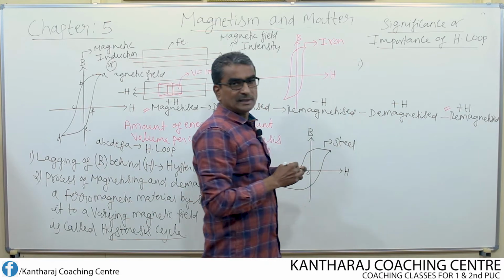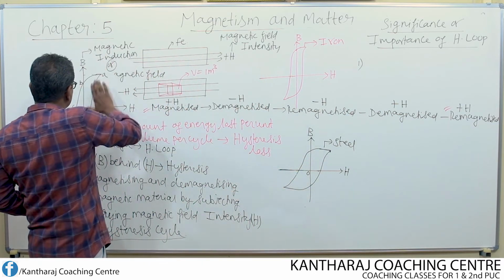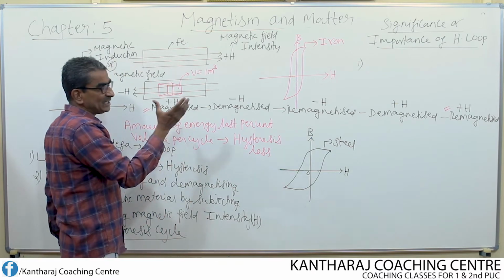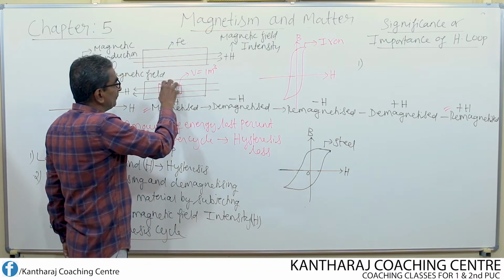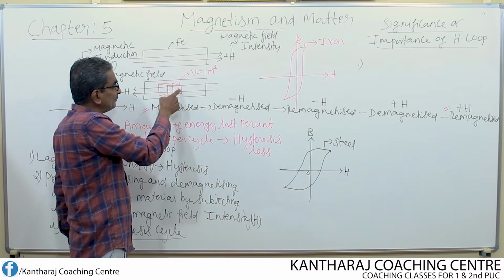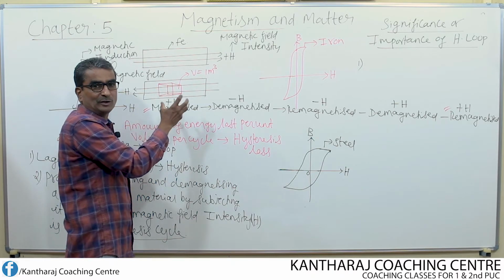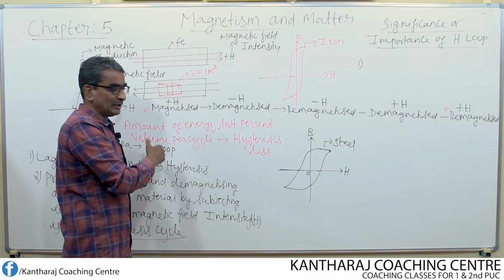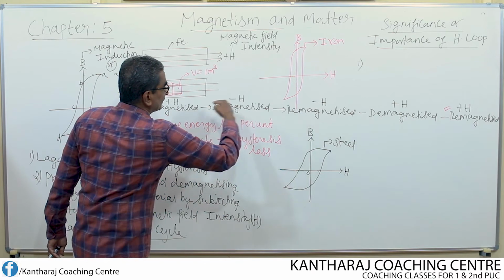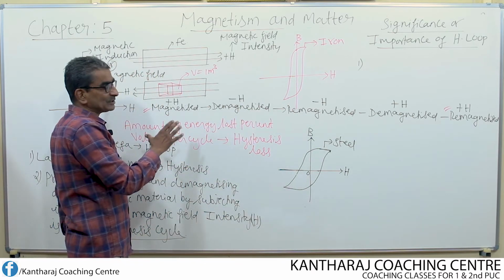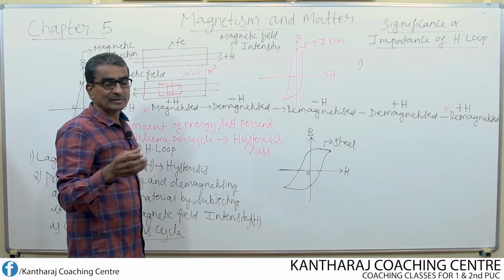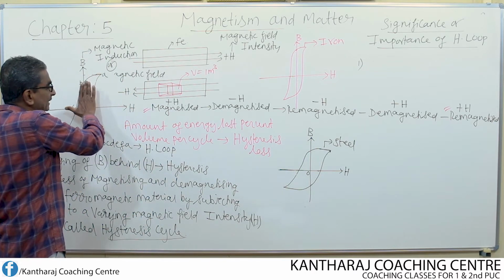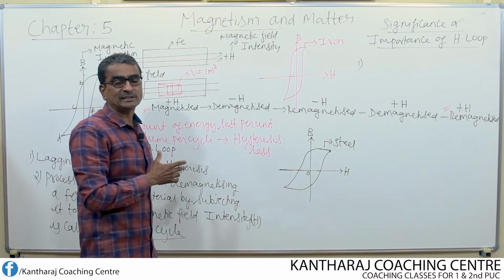First one. The area of the hysteresis loop gives the hysteresis loss. That means how much energy should be spent to magnetize and demagnetize one unit volume of material. One meter cube of material should be magnetized and demagnetized during the hysteresis cycle. So during this process, what amount of energy is lost? That can be found out mathematically by making use of the hysteresis loop. How? By finding out its area.